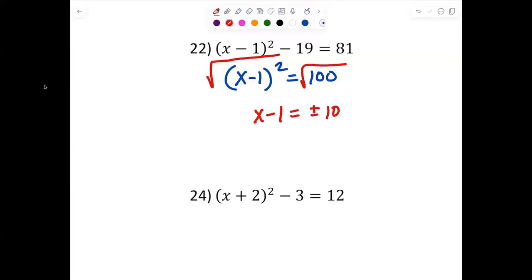Now I have to move the 1 over. When I move the 1 over, I want everybody to write this. Don't take a shortcut. X equals 1 plus or minus 10. Now we're still not done because you can tell me what is 1 plus 10. And then you say 1 minus 10. What's 1 minus 10? Negative 9. So those are your answers. X equals 11 or negative 9.